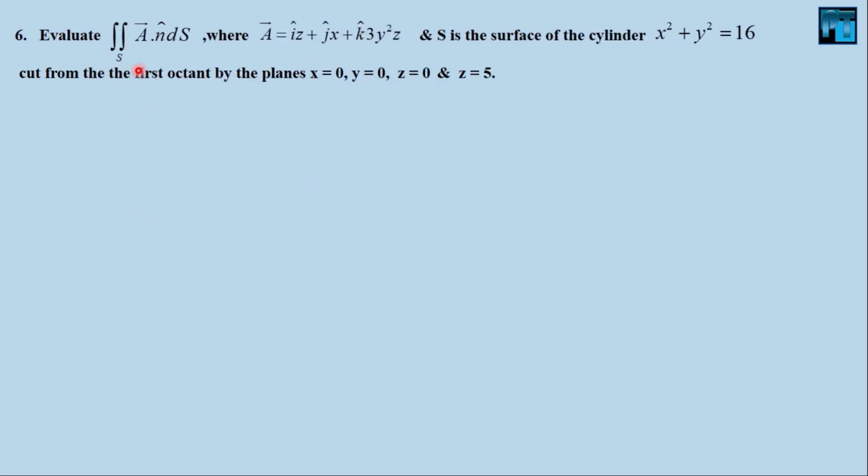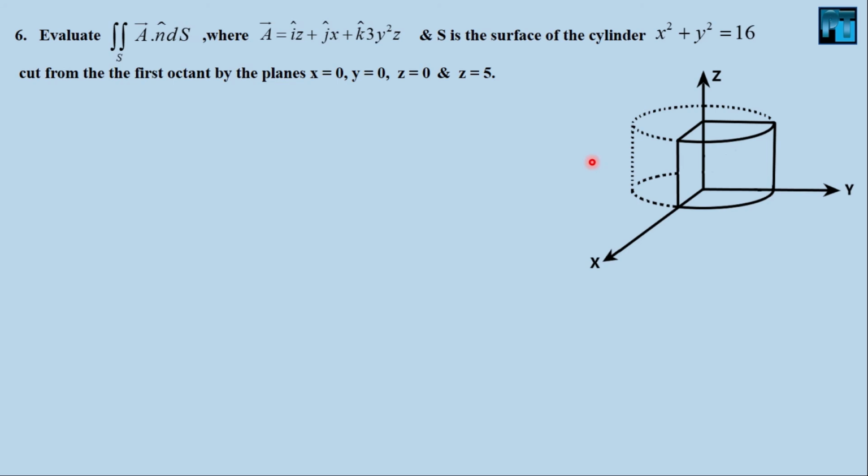Now let's do the next problem. Evaluate the integral of A dot n cap dS, where A is given and S is the surface of the cylinder. This is given. 16 means 4 squared, so the radius of this cylinder equals 4. Cut from the first octant by the planes given. Now the whole cylinder is cut at the first octant. Let's visualize the problem. Actually it's just like a pastry cake. See, this surface is nothing but a pastry cake shape. Now this is a very easy problem because it deals with the first octant.